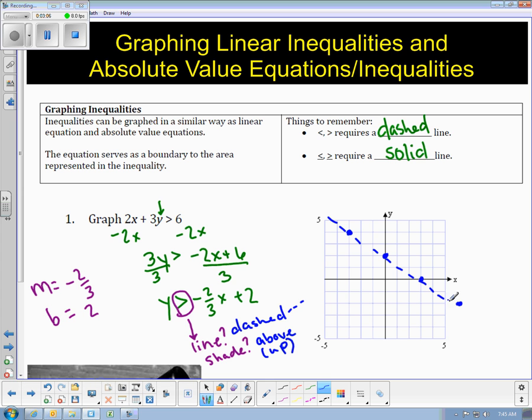My line looks like that. And all that's saying is that the solutions that are actually on the line don't count. That's just the boundary. The things that are actually on the line are not solutions. They don't count towards the inequality.